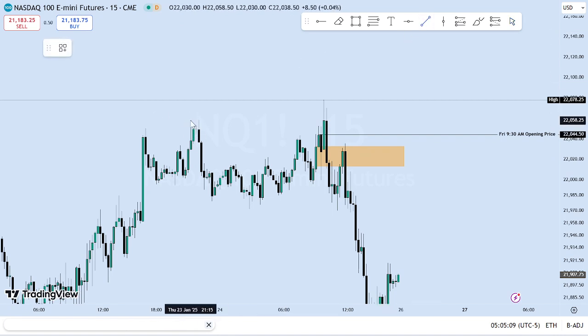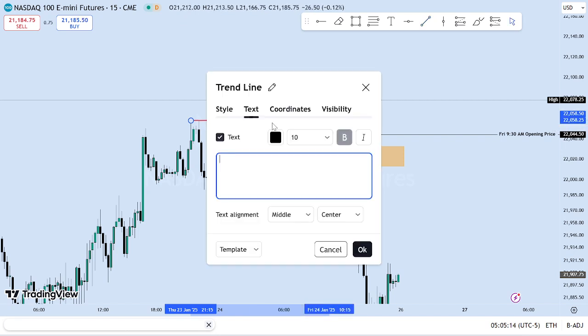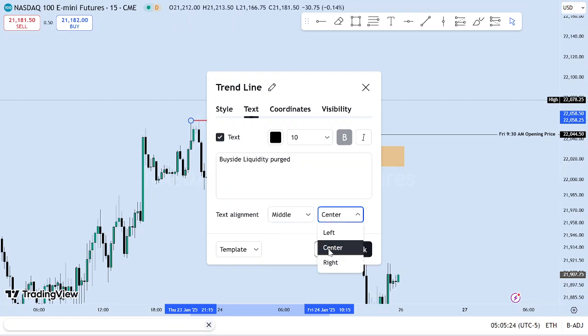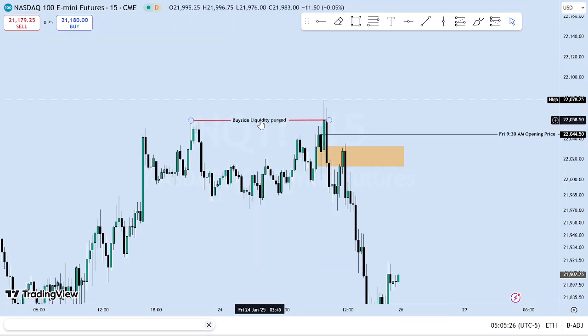Here is a buy side liquidity purge during the 9:30 a.m. This is the 9:30 candle, the bearish candle there. As a bearish candle, it normally opens from above and closes below.